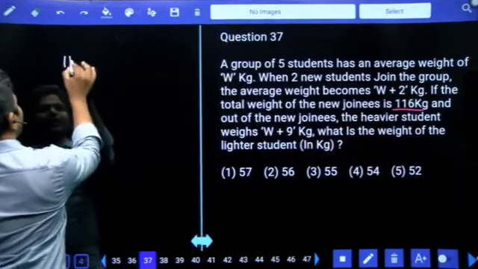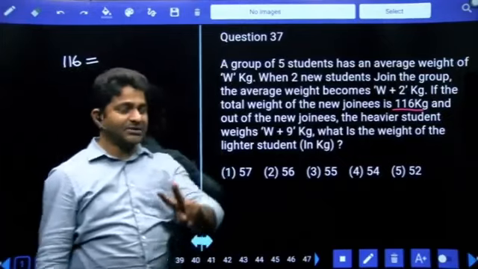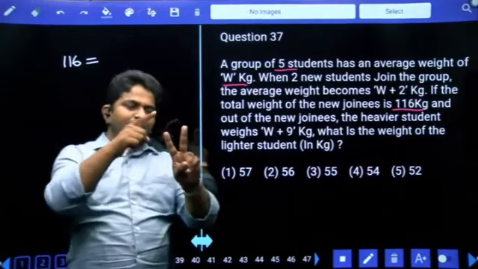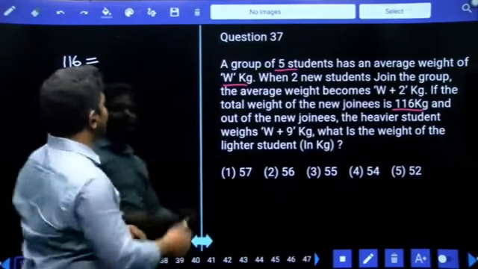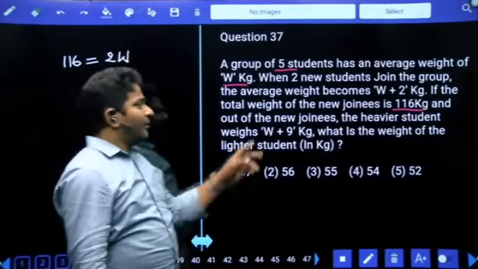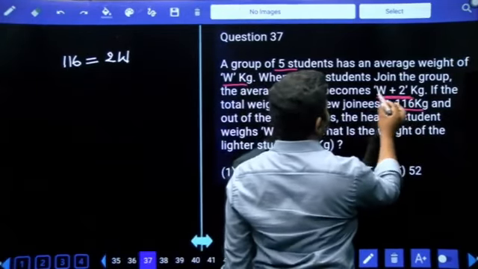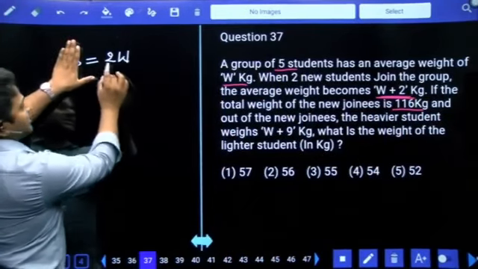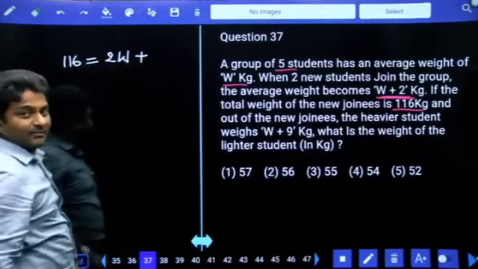Okay. Now, if this 116 is equal to, how many persons are joining now? 2 persons. Initially, there are 5 students whose average weight is W. If the 2 new persons' weights are W kgs and W kgs, that is 2 into W, there won't be any change in the average. Because of these 2 new joinings, what happened to the average? Average increased by 2. So, total weight of these 2 new students is not only equal to 2 times the average, but this is more than that.